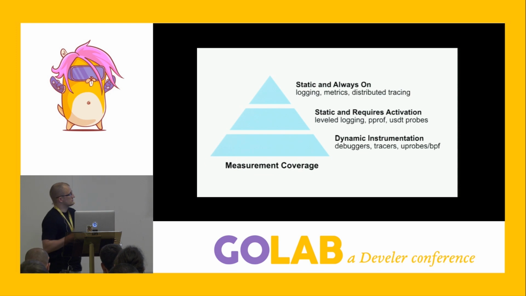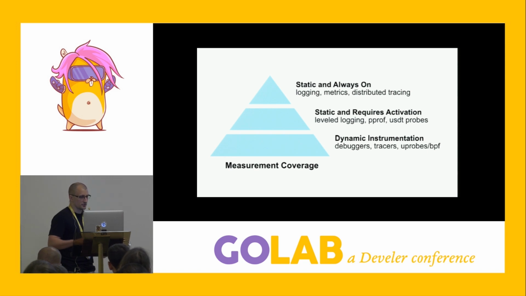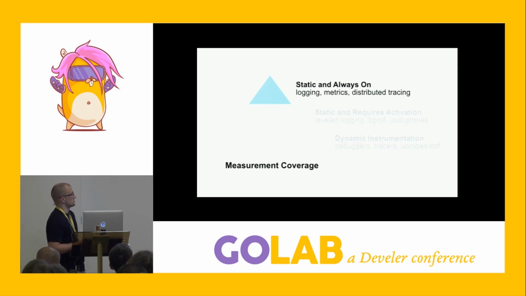Just to begin, I want to take a step back and look at the different classifications of instrumentation in case folks aren't familiar. I like to categorize instrumentation into three different tiers. The first is static instrumentation that is always on. This is instrumentation you add to your program in advance, like adding to the source code. It gets baked into your Go binaries and it's always on, so it's always collecting data.